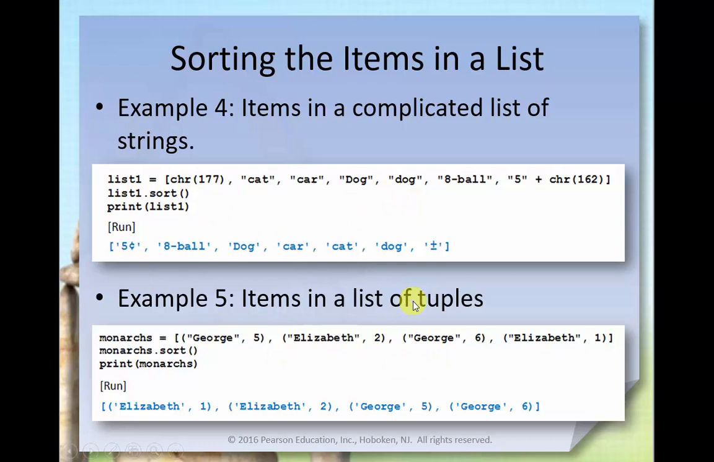You can also sort tuples. Now this is a much more useful scenario, where you have a list with two columns in it, if you will. So we have a couple of Georges, a couple of Elizabeths. Each has a number in the next column. And so if you sort that, the Elizabeth names come in first because alphabetically they're before George. And then it subsorts within those lists so that one comes before two and five comes before six. So the behavior here is pretty much as you would expect.